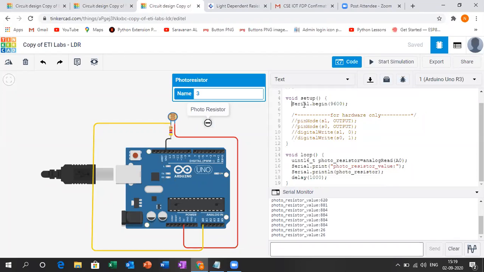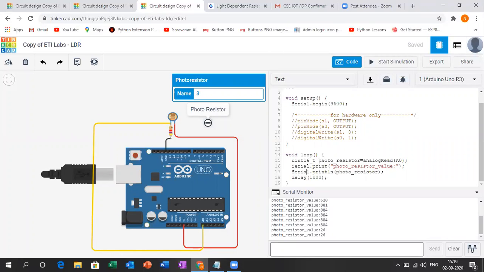This is the setup function. In this, I call Serial.begin for serial communication. After that, I perform the main function, in the void loop.